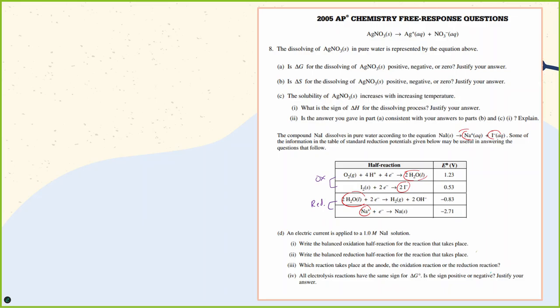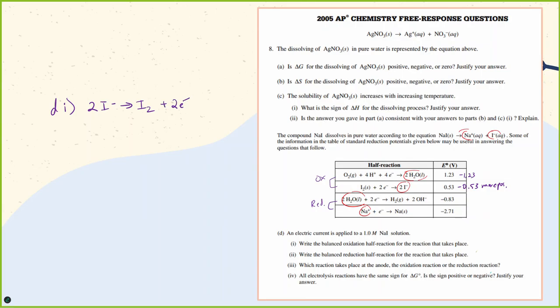Write the balanced oxidation half reaction that takes place. So I have to look at these two. When I flip them, this becomes negative 1.23. When I flip this one, it becomes negative 0.53. So this one is more positive. So this is the one that's occurring. So for the oxidation reaction, D1, I would do 2I- flipped, because I'm showing it as oxidation, goes to I2 plus 2 electrons.